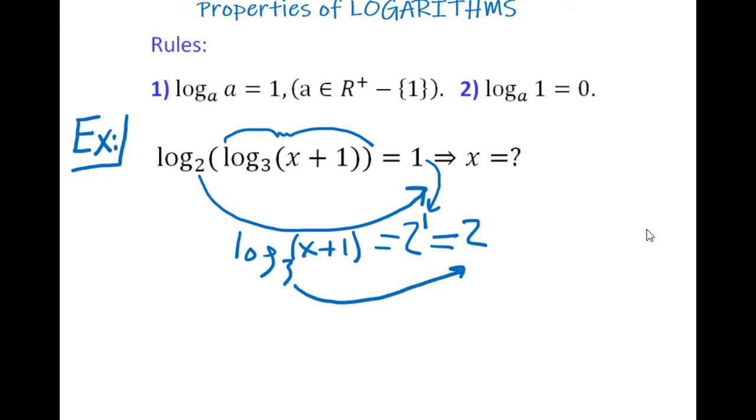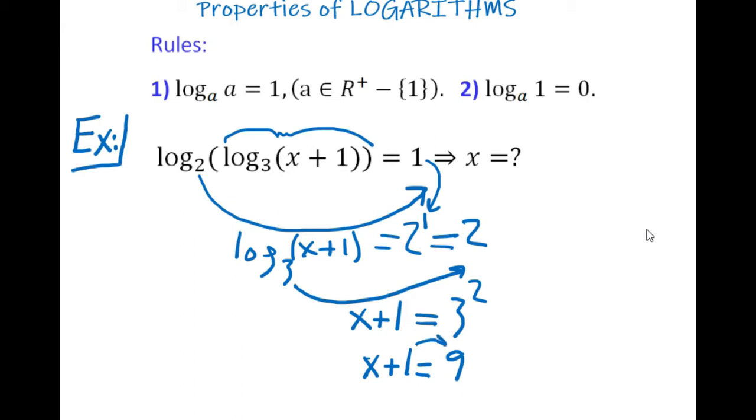So bring that 3 to the right again. It's going to be 3 to the power of 2. And then the left side is x plus 1. And 3 to the power of 2 is 9, of course. So x plus 1 is 9.